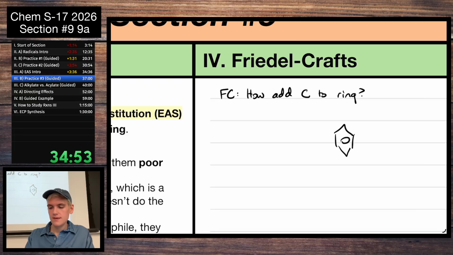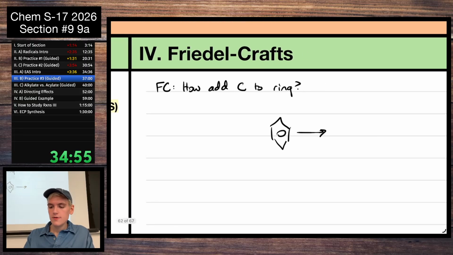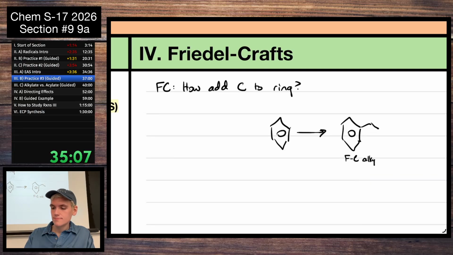So if we have a benzene ring, one way that we can do is we can add carbons fully directly. And if we add just carbons onto the ring, maybe I'll do it with an ethyl, this is called a Friedel-Crafts alkylation. And the reagents that we use for it are an alkyl halide with AlCl3, this strong Lewis acid.